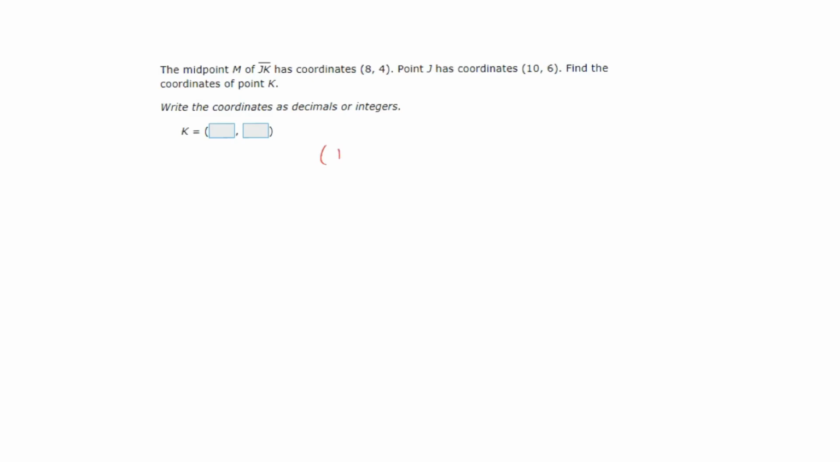Okay, so they gave me 10 and 6. I don't know my other coordinate. And here's 8 and 4. Now remember, you may not understand what I just explained about setting up that equation, but you know that x plus x over 2 should equal 8. And you already have one of your x's, so 10 plus x over 2 should be equal to 8.